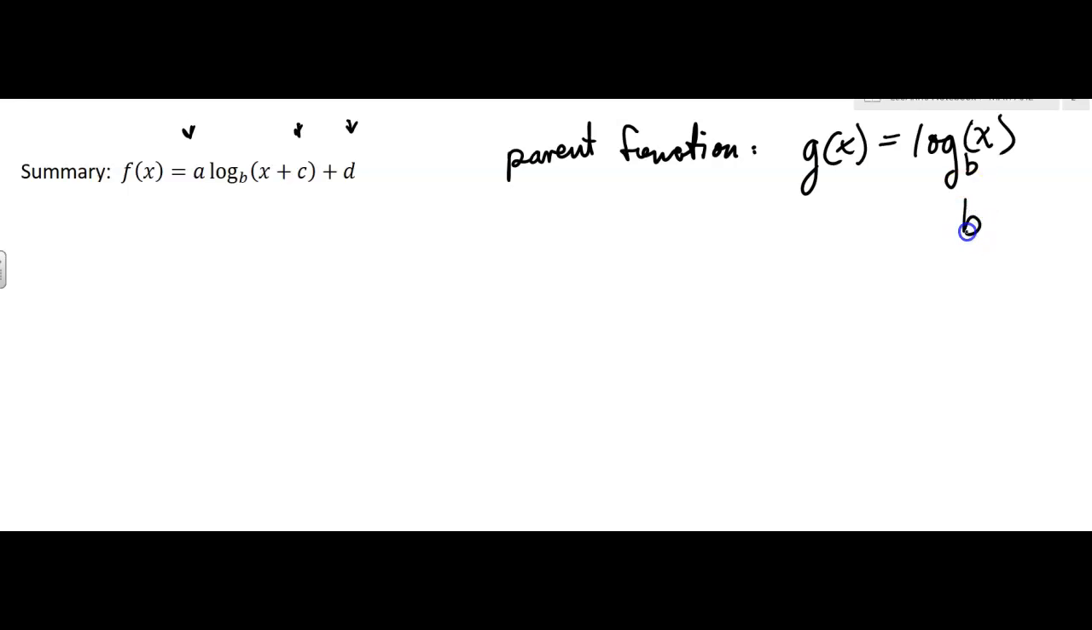And by the way, b has to be greater than 0. It has to be positive. Okay, so what does d do? D says that's going to be a vertical shift. If it's positive, it'll shift up. If it's negative, it'll shift down.